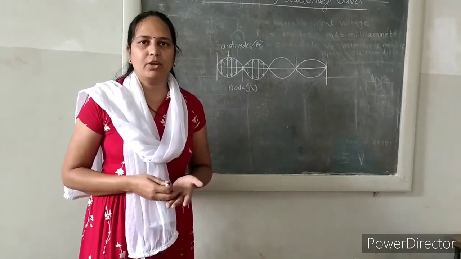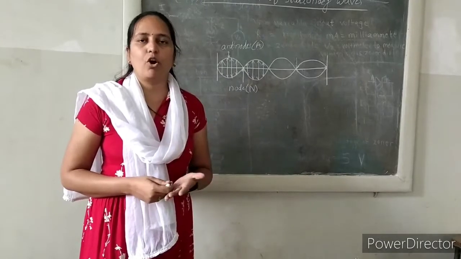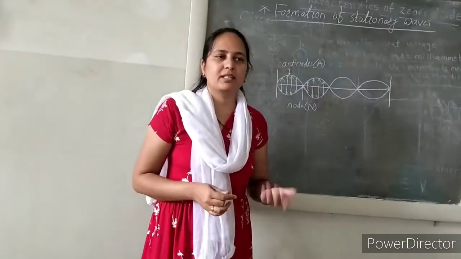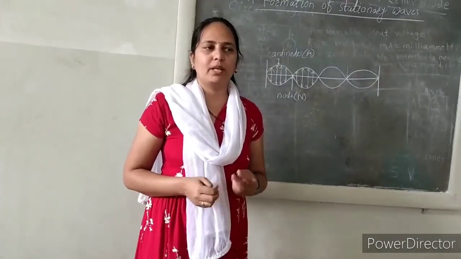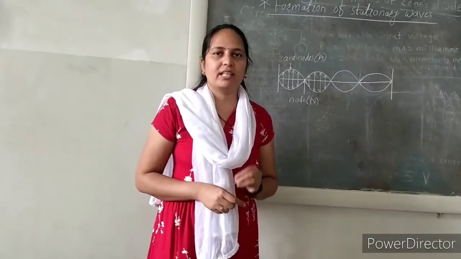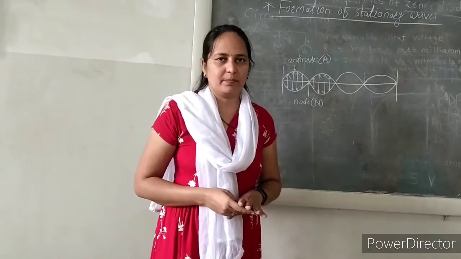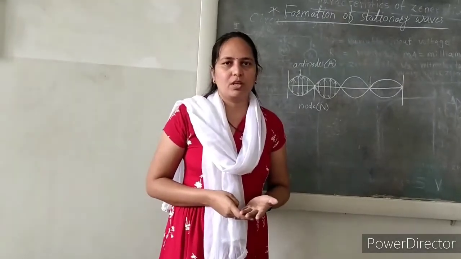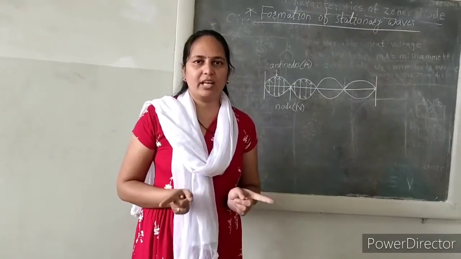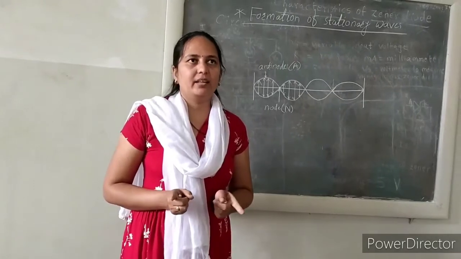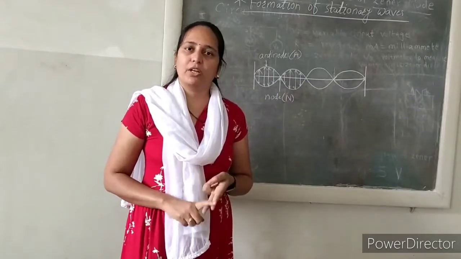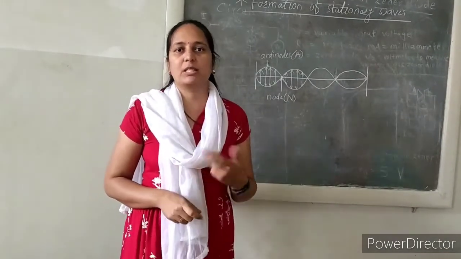Then the resultant wave obtained in the form of loops is known as a stationary wave. Simply we can say the stationary wave is the combination of two waves traveling in opposite directions, having the same amplitude and same frequency. There are some conditions of the stationary wave. The first is two identical waves traveling in opposite directions along the same path, having the same amplitude, the same frequency, and the same speed.